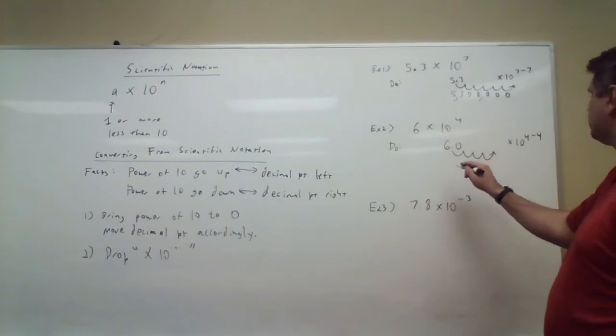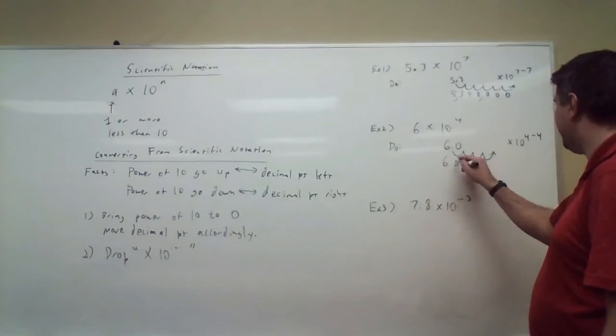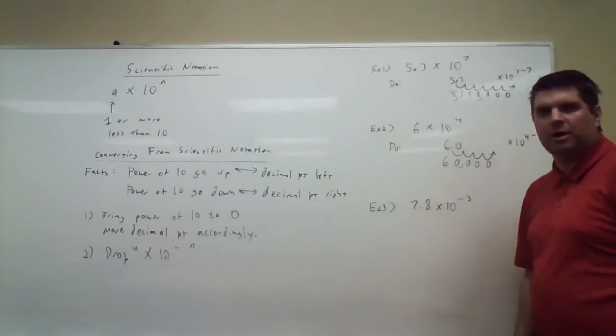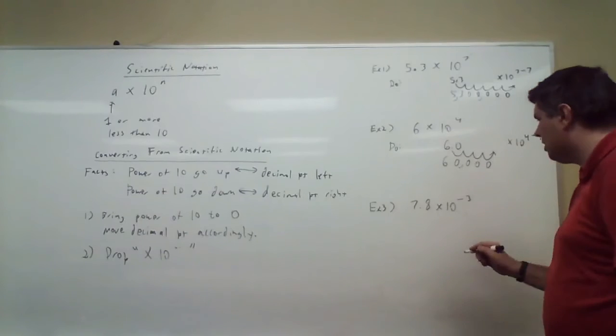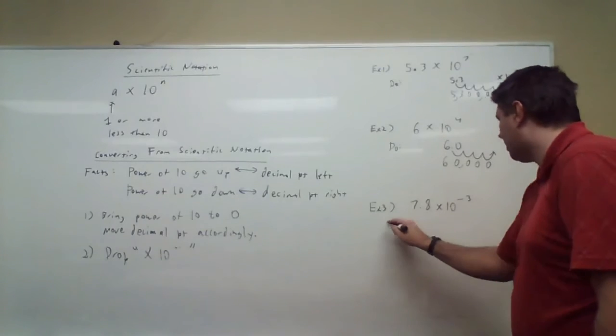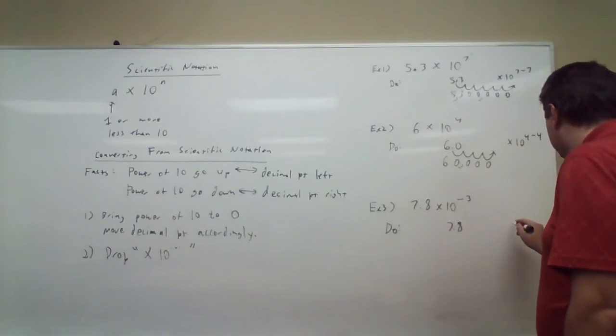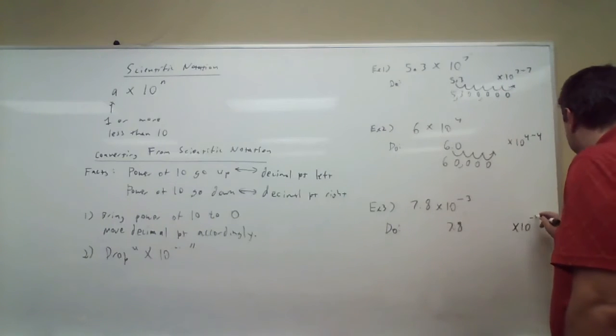So 60, and then I have 1, 2, 3. And I'll put a comma before the third digit. Okay, this is going to be a small number. Okay, 7.8 times 10 to negative third.